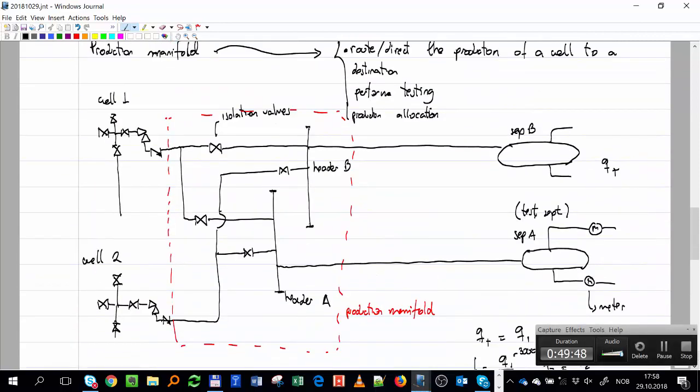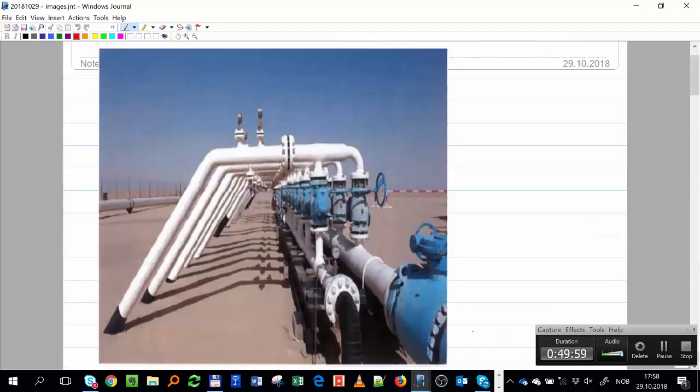Okay? If you see, the header was a piece of pipe that was receiving a lot of pipes from the wells, right? So, where is the header in this figure, in this picture? Okay, this one, right? One header, and here you have the other header. Just a piece of pipe with other pipes entering from the wells.